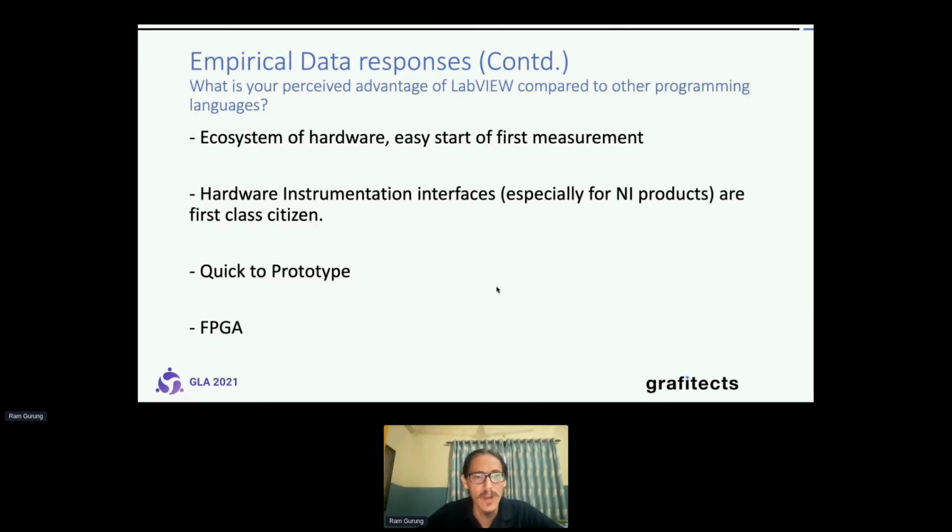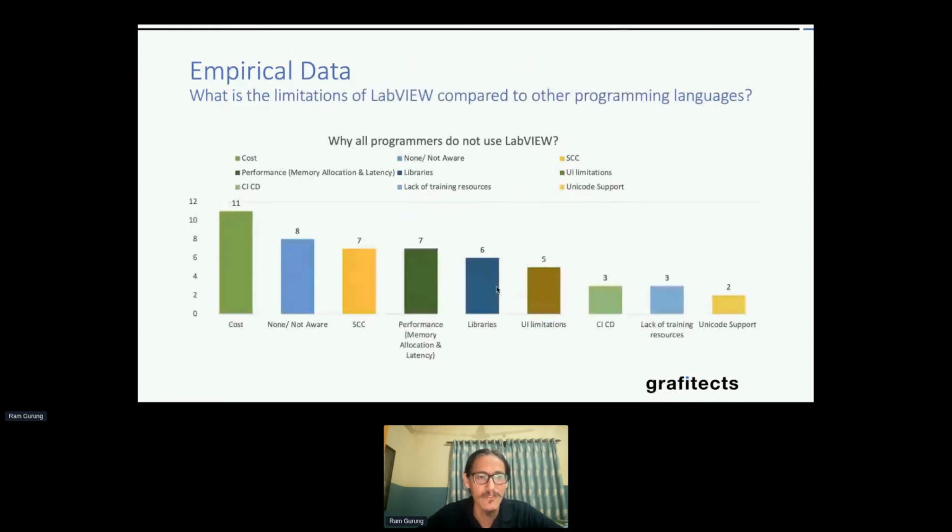So ecosystem of hardware, easy start of first measurement, hardware instrumentation interfaces. Yeah, and first class citizen, I think this was a term that Norm Krishna used in the morning presentation. At least it was morning here in India. And then quick to prototype, and FPGA again. These are fine. And now we have seen the beauty of LabVIEW against other programming languages.